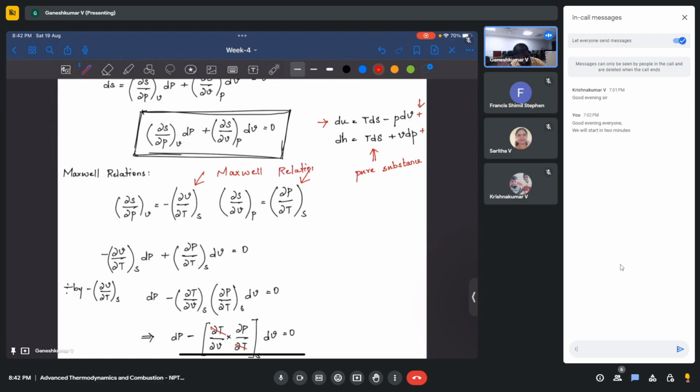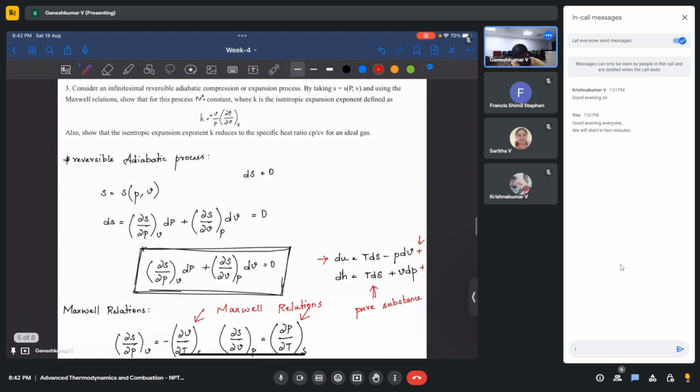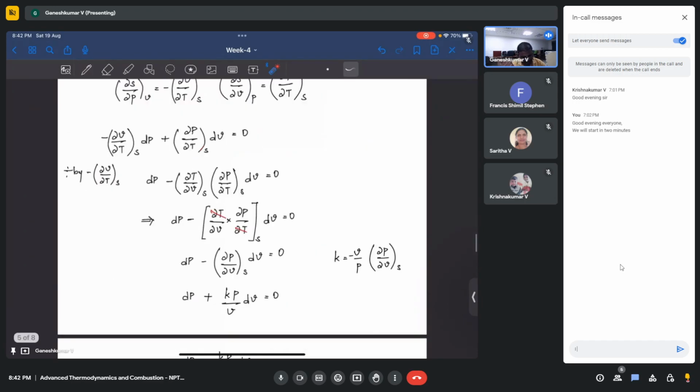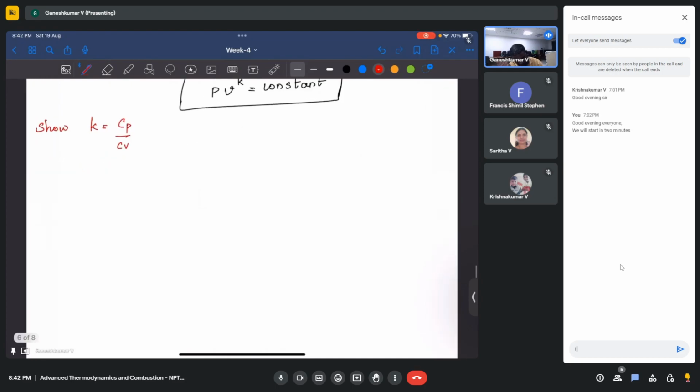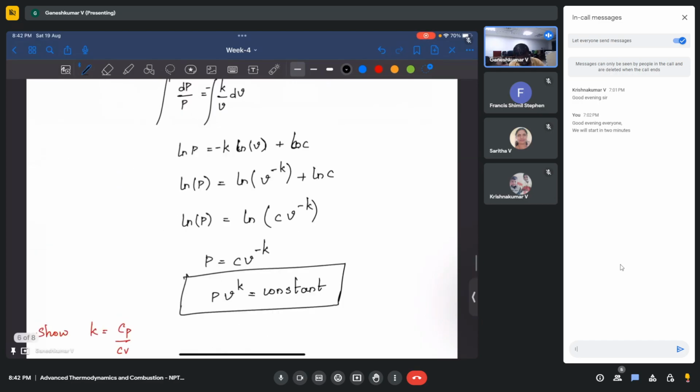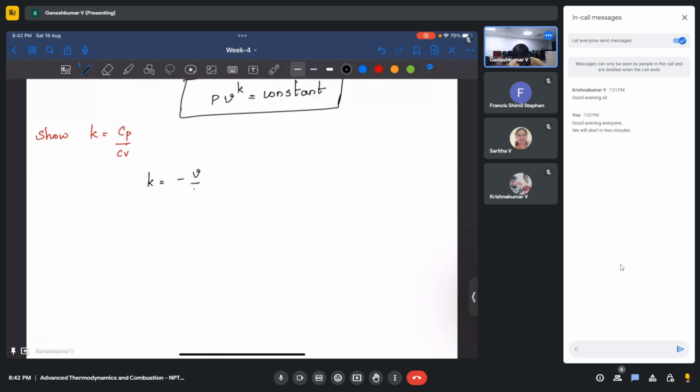Now, the second question asks us to show that the isentropic exponent K reduces to the specific heat ratio Cp by Cv for an ideal gas. So they are telling us to show K is equal to Cp by Cv. We know that K is nothing but minus V by P, ∂P/∂V at constant entropy. Now we need to prove that this is equal to Cp by Cv.